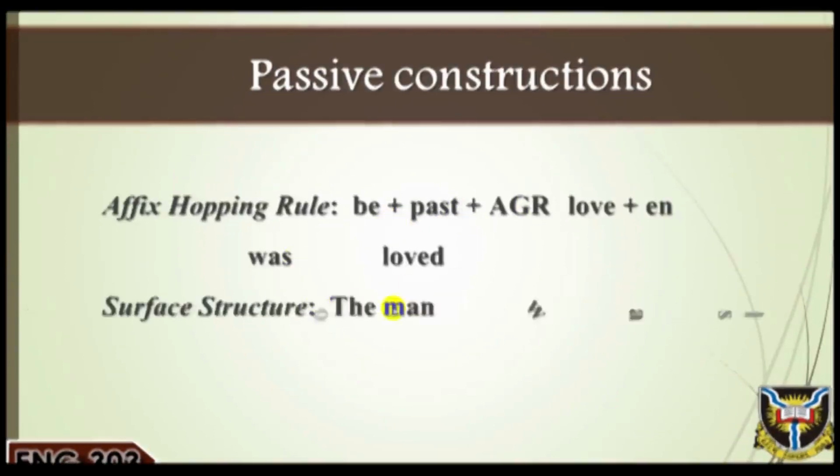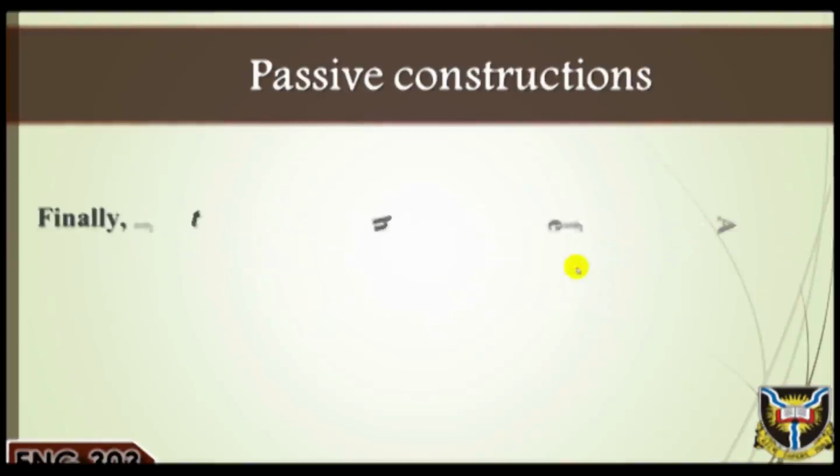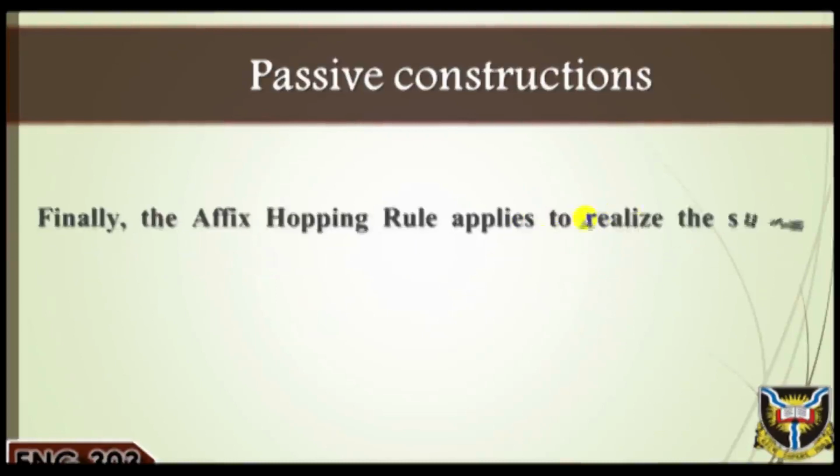The object NP2 leaves a trace at the extraction site, and both the NP2 and the trace are co-indexed. Finally, the affix hop rule applies to realize the surface structure. Witness this other sentence.